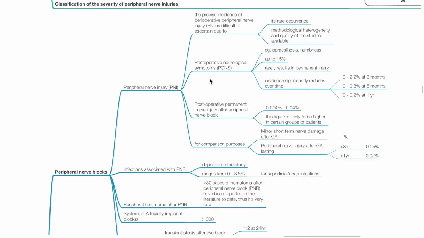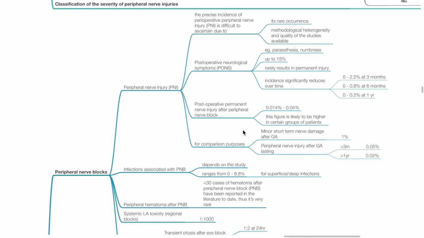Incidence significantly reduces over time, with 0 to 2.2% at 3 months, 0 to 0.8% at 6 months, and 0 to 0.2% at 1 year. Post-operative permanent nerve injury after peripheral nerve block is 0.014 to 0.04%. This figure is likely to be higher in certain groups of patients.